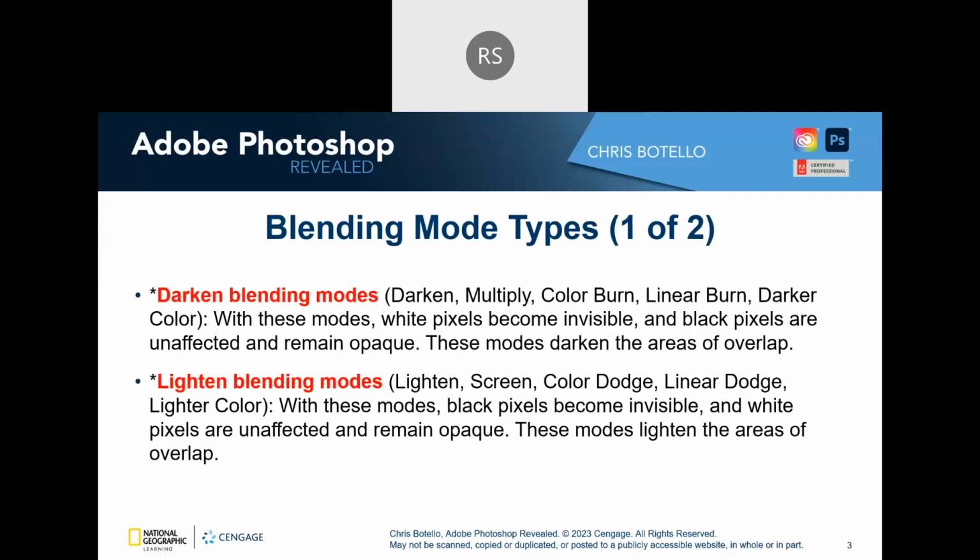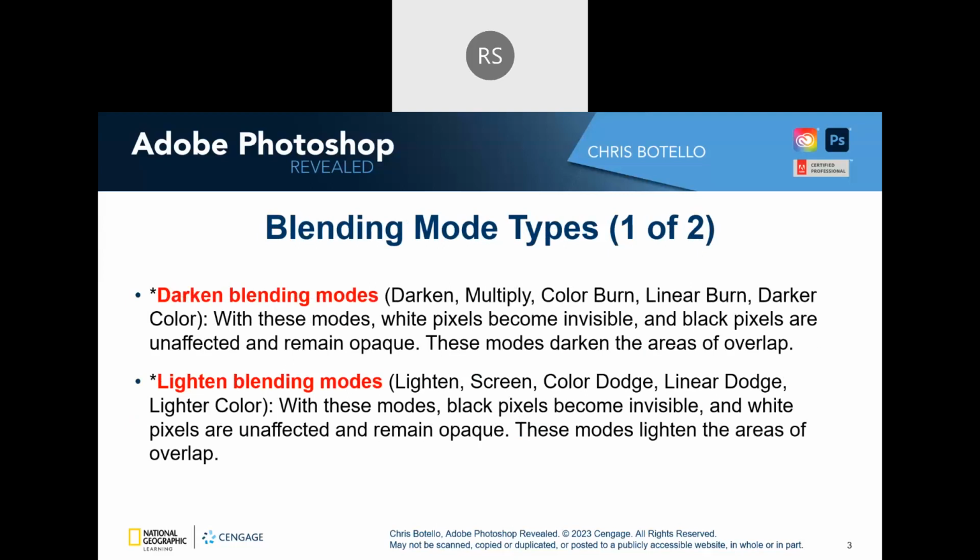So some of the blending modes we'll look at are the darken blending modes. The darken blending modes include darken, multiply, color burn, linear burn, and darken color. With these modes, white pixels are going to become invisible, and black pixels are going to be unaffected and remain opaque. These modes darken the areas that they overlap.